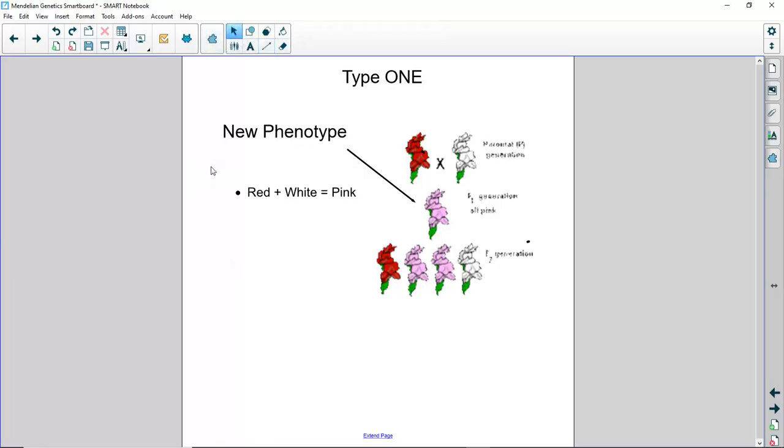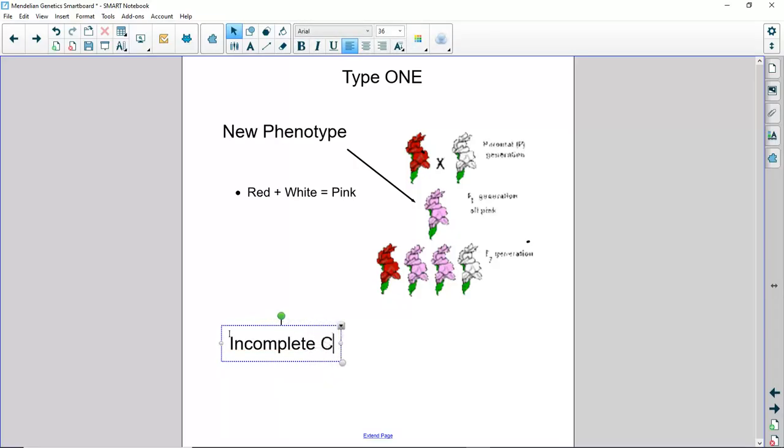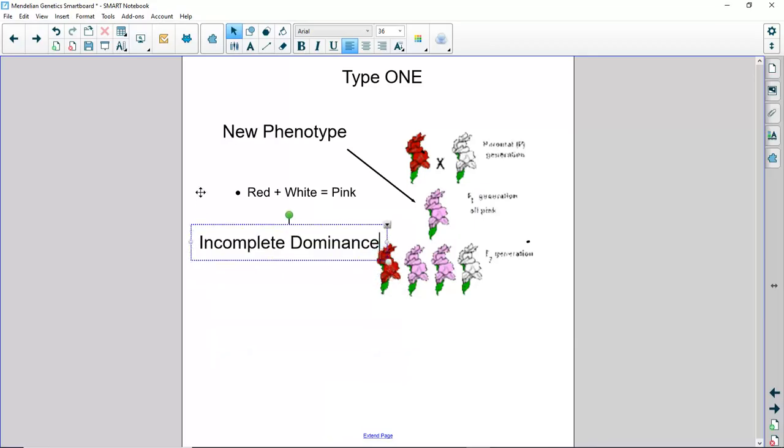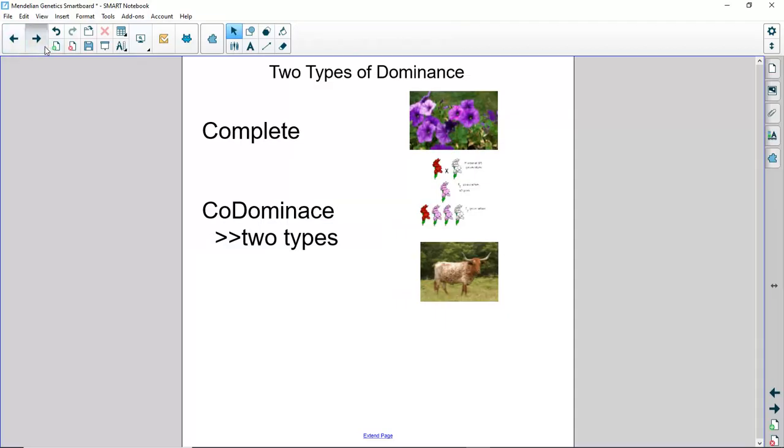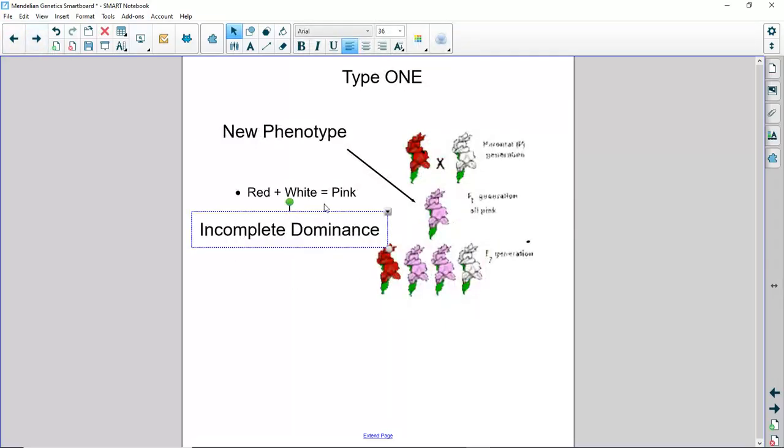Now this type is, in some quarters, also called incomplete dominance. You want to keep track of this term too, because high school uses this term and only calls the next one codominance. But I'm actually using IB lingo, which doesn't use incomplete dominance at all. So it uses codominance and has two types. So keep this in mind: type 1 codominance can also be called incomplete dominance.